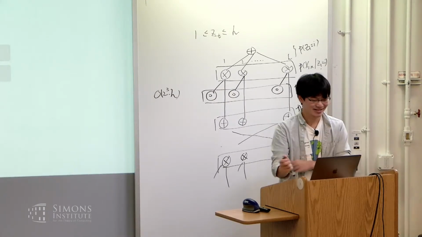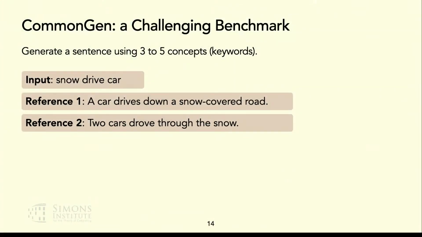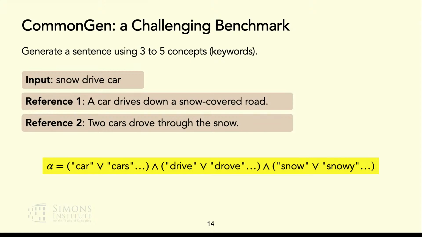Okay, so experiments and benchmarks. We evaluate our method on the CommonGen commonsense generation benchmark. It's very similar to the example I gave you. It gives you a bunch of keywords, and each example comes with a bunch of gold sentences, and you want to generate something that looks similar to the gold sentences using the keywords. And here it's the most general case. So these keywords can appear in any order, and they can appear in any form of their inflections.